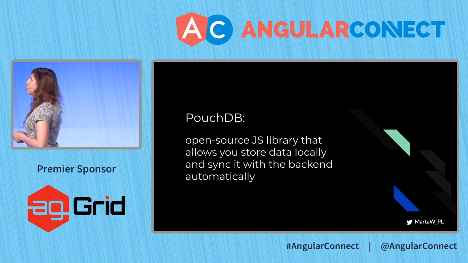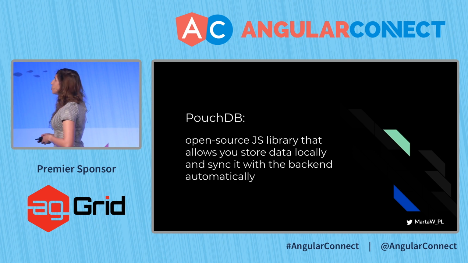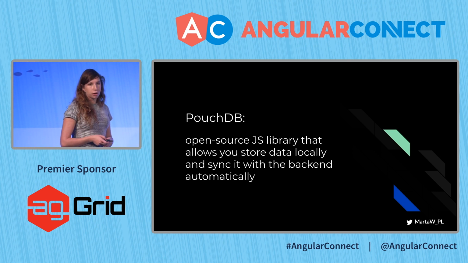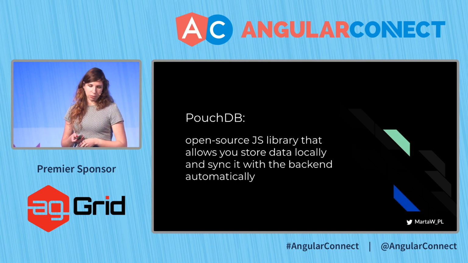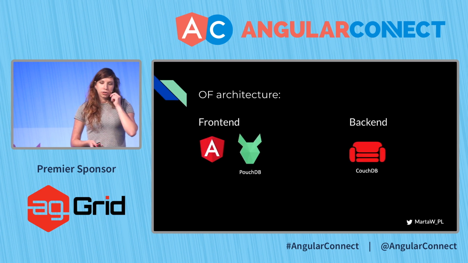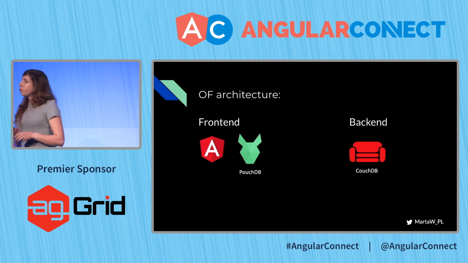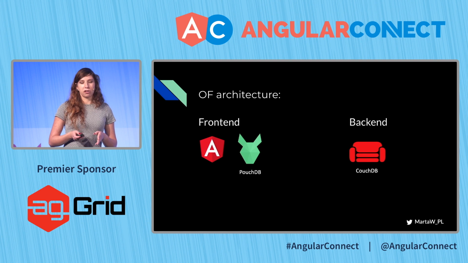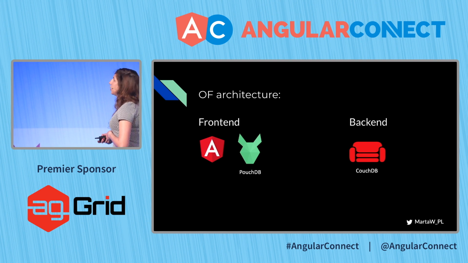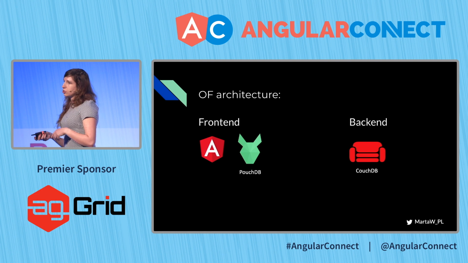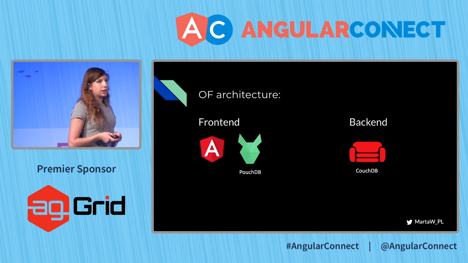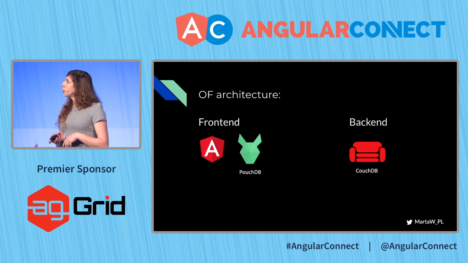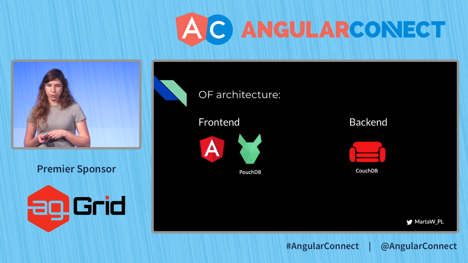So now let's talk about PouchDB. PouchDB is an open source JavaScript library that allows you to store data locally and sync it with the backend automatically. And this is what I said before, that it's a wrapper for IndexedDB. This is a basic architecture that you can use in your Angular app. You have a front-end side and a back-end side. On the front-end side, you have PouchDB, where you can store your data locally. And on the back-end side, you can store data remotely. This is CouchDB, a document database that is really similar to MongoDB, if you ever used it.